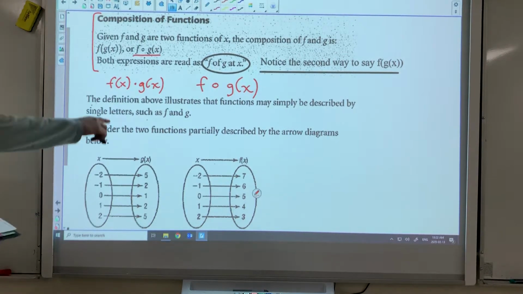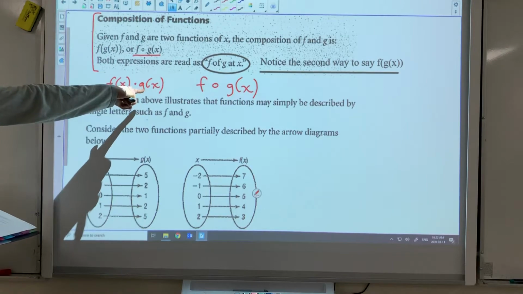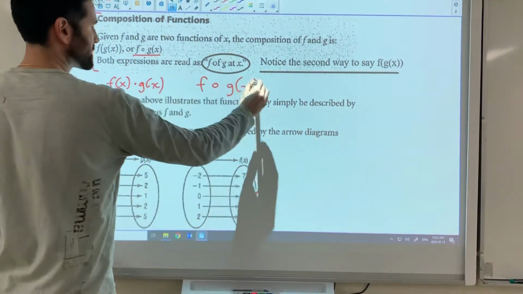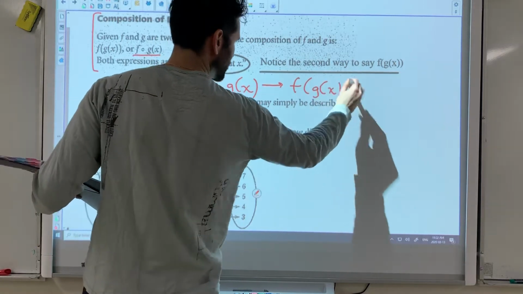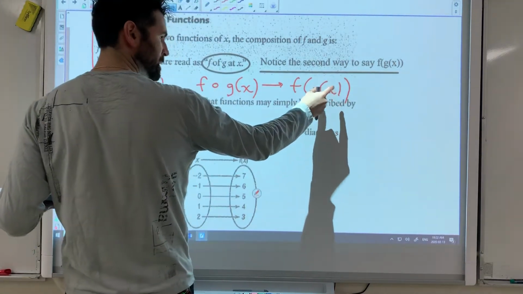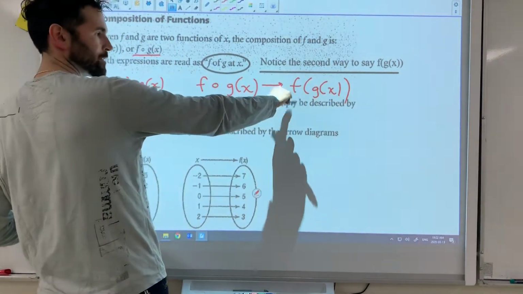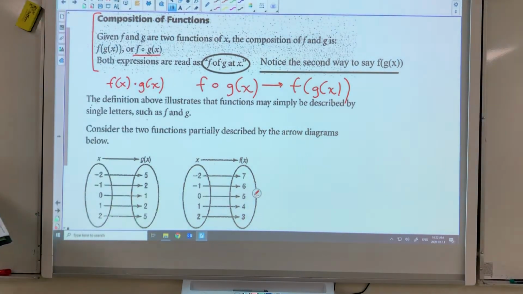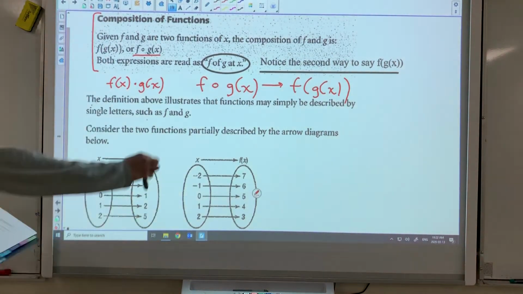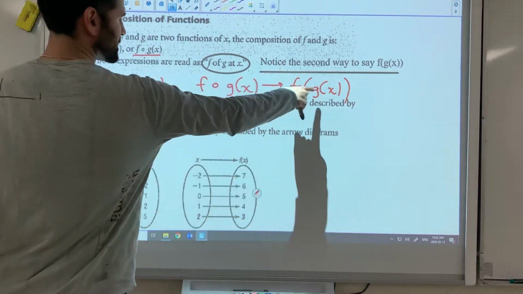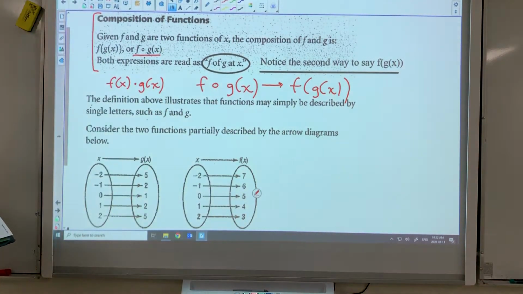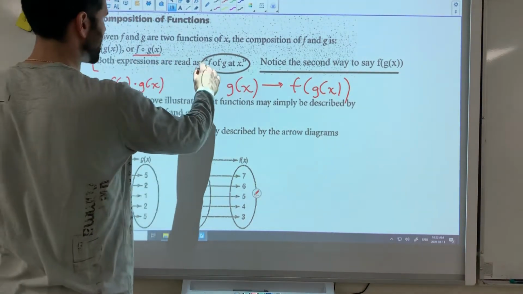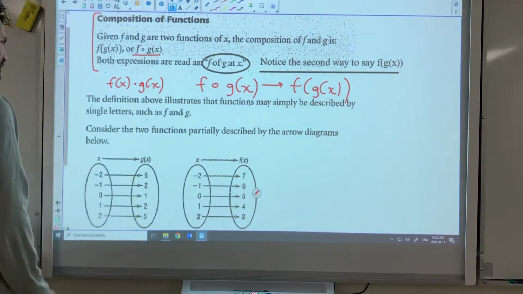Right, so here this means you're taking f of x and you're multiplying by g of x. This one means that you're taking g of x and substituting it in for every x in f of x and then simplifying it. So just remember, this is the one that goes inside for that notation. It's just another notation. Both expressions read as f of g at x.